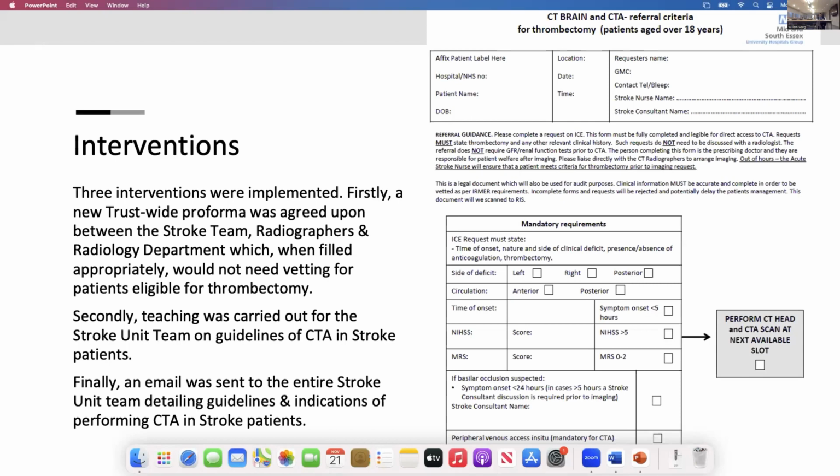Secondly, we did a teaching in our own stroke unit, made sure everybody was educated about what are the right indications for performing CT angiograms. And lastly, we sent out an email as well to our entire stroke unit, again giving education about what are the correct indications to perform the CT angiograms.